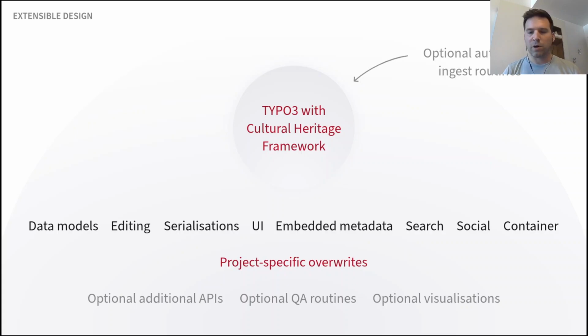And then there are a couple of optional components. If you need to cater to specific APIs, we try to provide an extension for that, or quality assurance routines, or visualizations. You also don't have to work with this editing environment. You can also just ingest data. For example, we have a project that wants to keep working with Oxygen XML and the interface we've built around this. And that's also possible with that solution.